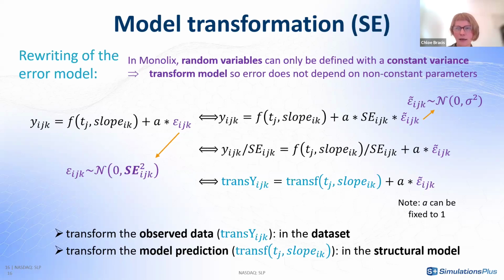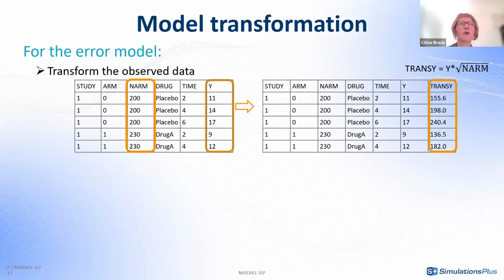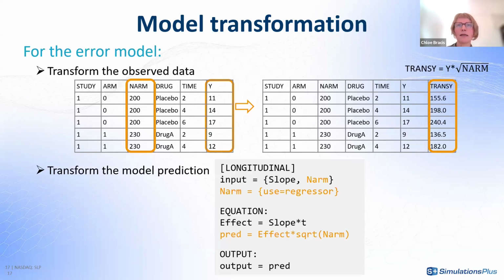So how does this look in the data? Basically in my data set, I have my observation column Y. I have another column for my N arm, and I'm going to add a column to my data set where I apply this transformation of multiplying by the square root of the number of individuals per arm. And then I'm going to do the exact same transformation in my structural model. So I can read in the number of individuals per arm as a regressor. Then I can calculate my effect, and after I calculate my effect, I apply this exact same transformation, which I use as my output.